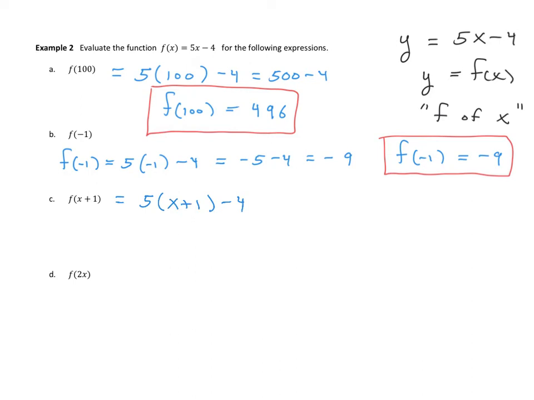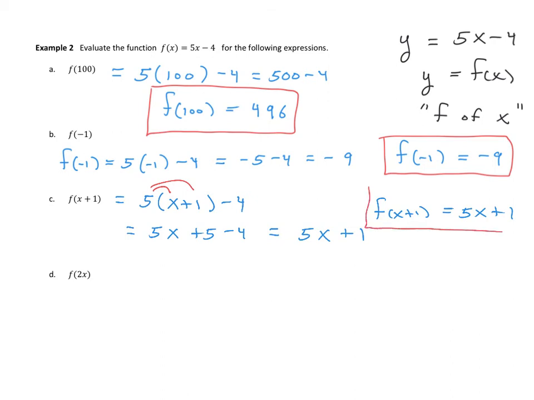So if I want to simplify this, I'll have to distribute. I'm going to multiply the 5 into the parentheses. When I do, I get 5x plus 5, and then we have this minus 4. And if we combine like terms, we get 5x plus 1. So this is what f of x plus 1 is equal to. f of x plus 1 is 5x plus 1. So it actually turns out that it's another equation.